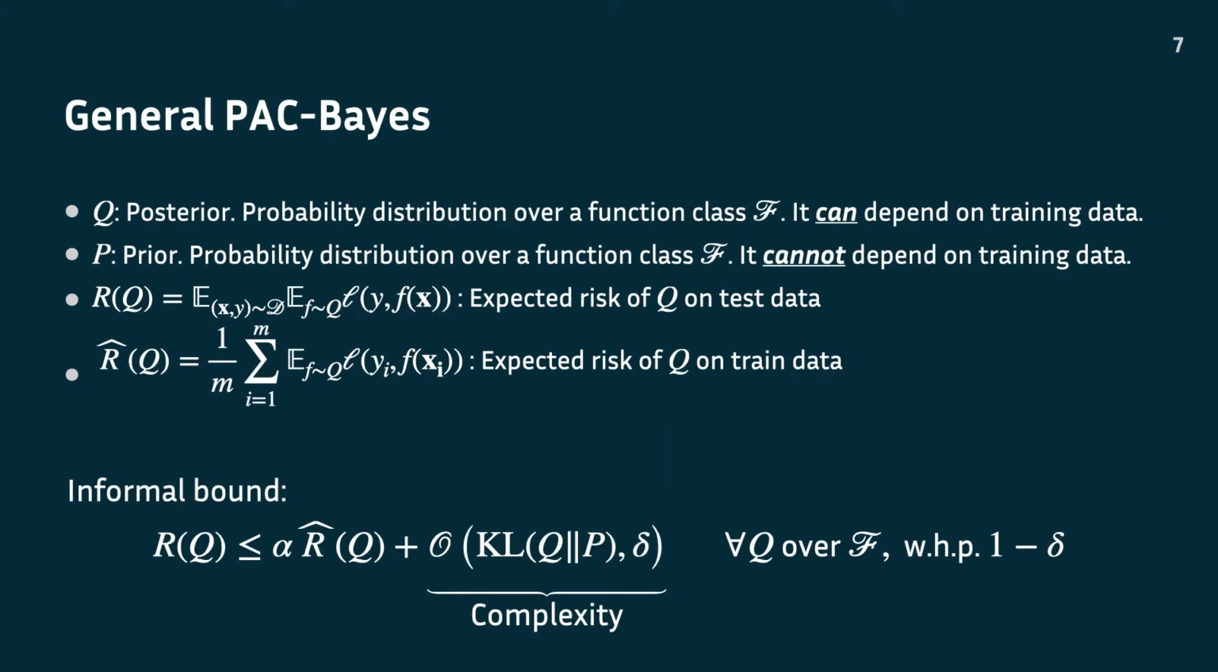I briefly introduce the general PAC-Bayesian bound. PAC-Bayes is a Bayesian flavor PAC learning framework. It uses a posterior Q that is a probability distribution over a function class F, for example neural networks. Q can be optimized by using training data. PAC-Bayes also requires a prior P over the same function class, but P cannot be optimized by using training data. Then, by using posterior Q, the test risk is defined as the expected loss of Q on the test data distribution, and R hat is an empirical counterpart. Then PAC-Bayesian bounds show a generalization error bound for posterior Q with high probability 1 minus delta. The key message of the bound is that the test risk is bounded by the empirical risk plus a complexity term that contains the KL divergence between Q and P.